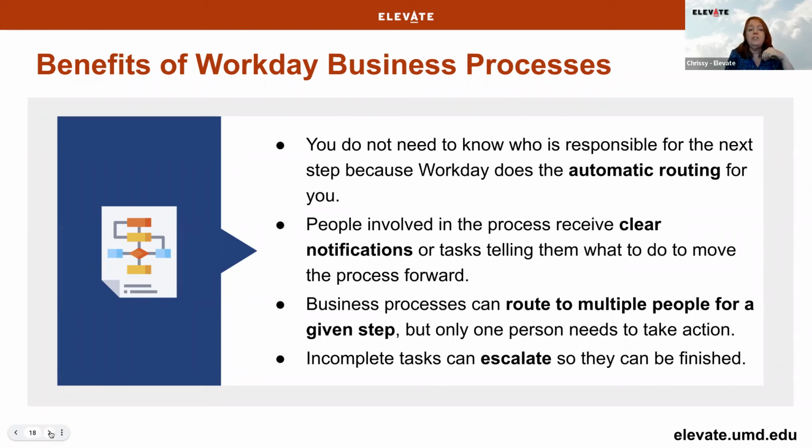And the people who need to do the next step are going to get a clear notification. It's going to show up in Workday saying, hey, it's your turn in this FMLA to do the next step so we can move this forward. The process can route the task to multiple people, but only one person needs to take action on it. But there's a lot of visibility that's built into the system for that. And if something's incomplete, the task can be escalated so they can be finished.